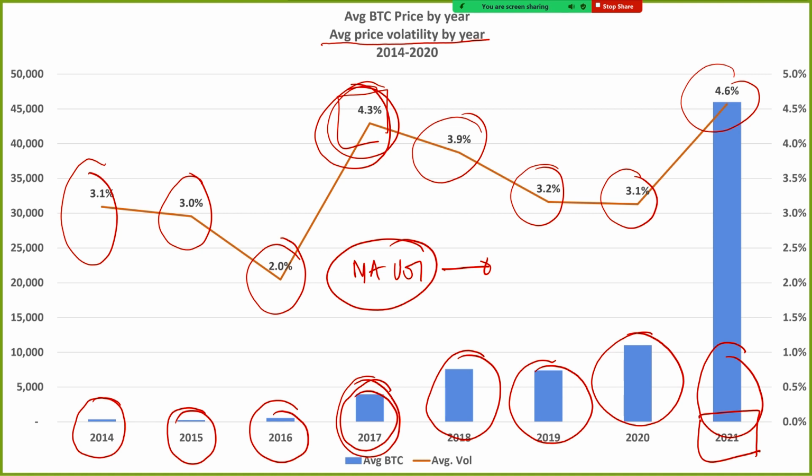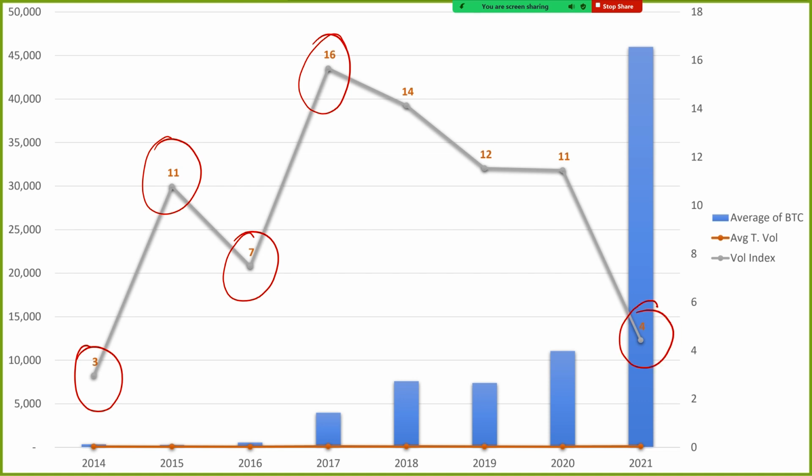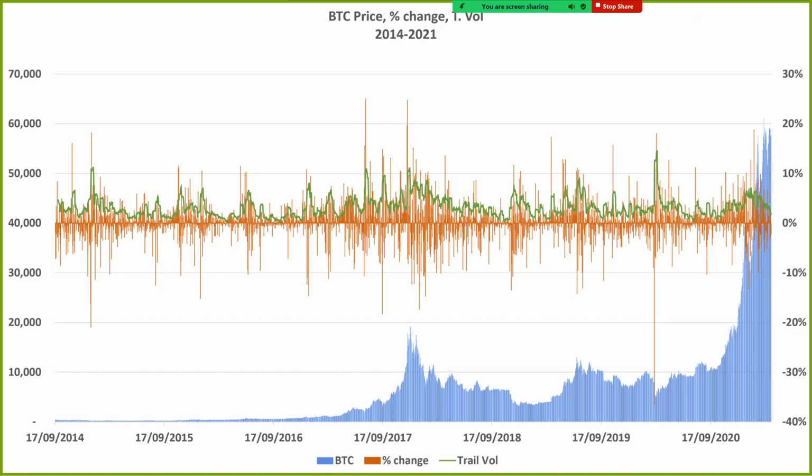So that's one. Another way of looking at this is to look at not average volatility, but calculate some kind of a score that tells you which year was more volatile. So 14 was less volatile, 16 was less volatile, and then 15 was volatile. 17 was one of the most volatile years. And despite the fact that 2021 had a higher average volatility, from an aggregate percentage point of view, this was less. And then when you look at all these three trends together, that's what it looks like.